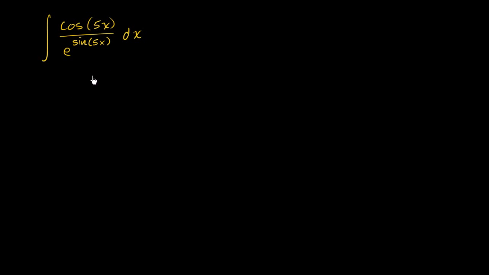So let's think about whether u substitution might be appropriate. Your first temptation might be to let u equal sine of 5x. And if u is equal to sine of 5x, we have something that's pretty close to du up here. Let's verify that. So du dx, the derivative of u with respect to x, we just use the chain rule. The derivative of 5x is 5, times the derivative of sine of 5x with respect to 5x. That's just going to be cosine of 5x.